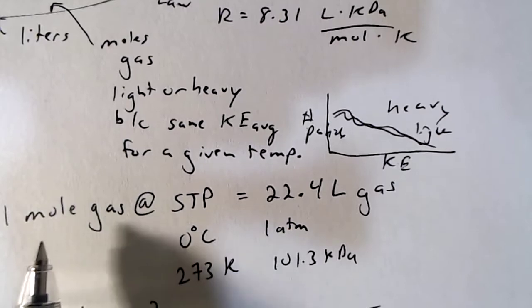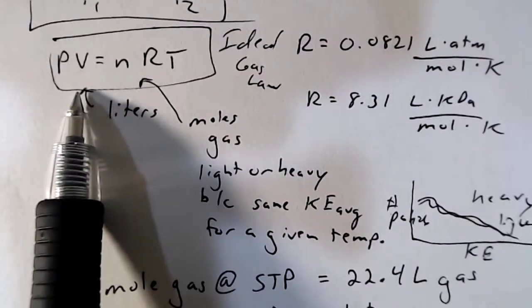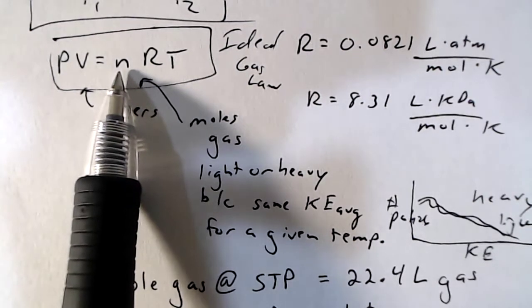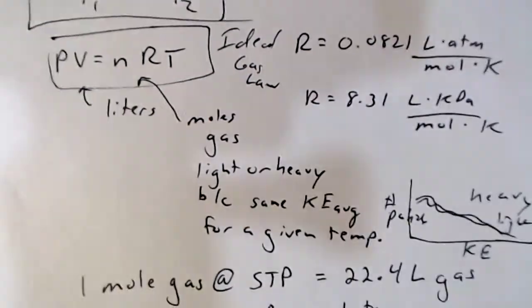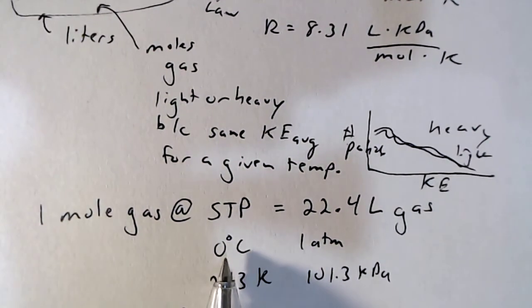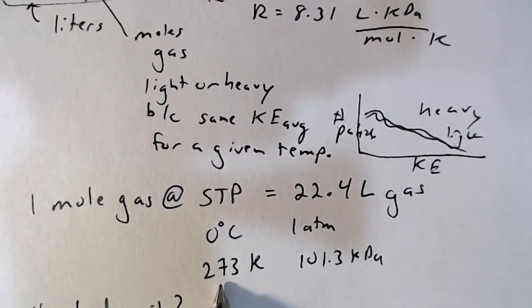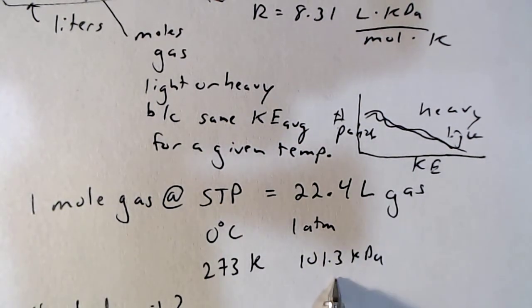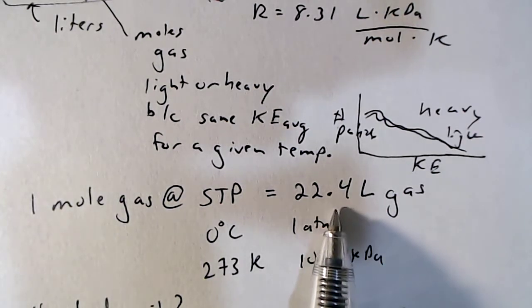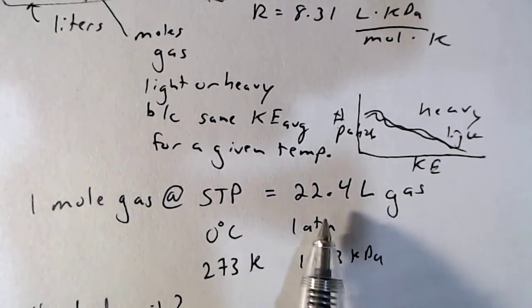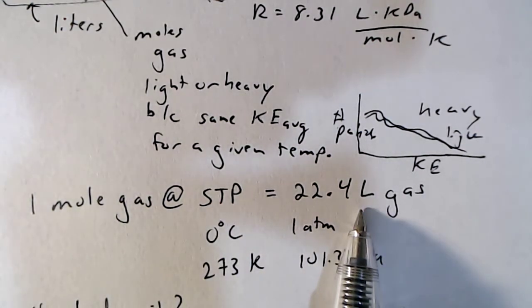All right, so if you plug into PV is equal to nRT, you plug in n for 1 mole of gas, you can find that if you're at standard temperature and pressure, if you're at 0 degrees Celsius or 273 Kelvin, so that's your temperature, and then if you're at 1 atmosphere or 101.3 kilopascals, your pressure, then you'll get a volume of 22.4 liters. 1 mole of gas at STP has a volume of 22.4 liters.